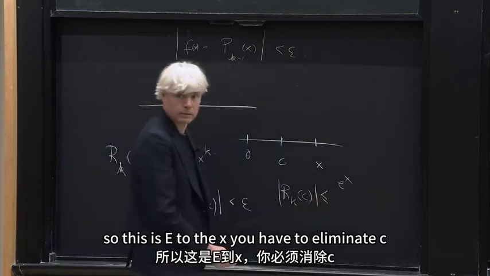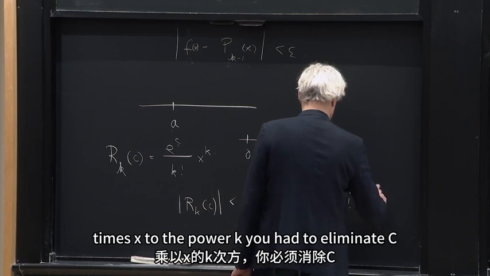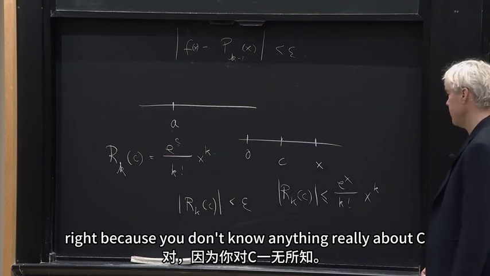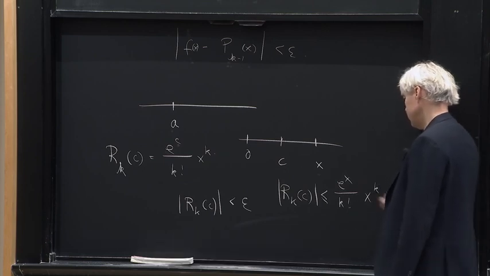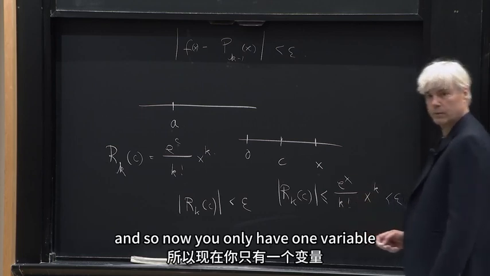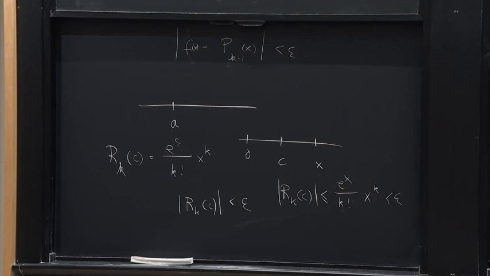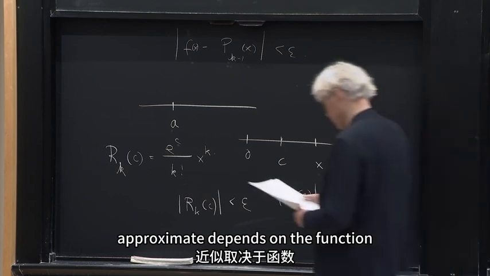You have to eliminate c. So you would do it like this: k factorial times x to the power k. You have to eliminate c, because you don't know anything really about c. And so this here now has to be less than epsilon. So now you have fixed your k, and you only have one variable, and you can solve that. But you really have to eliminate c. So again, how well the Taylor expansion approximates depends on the function.